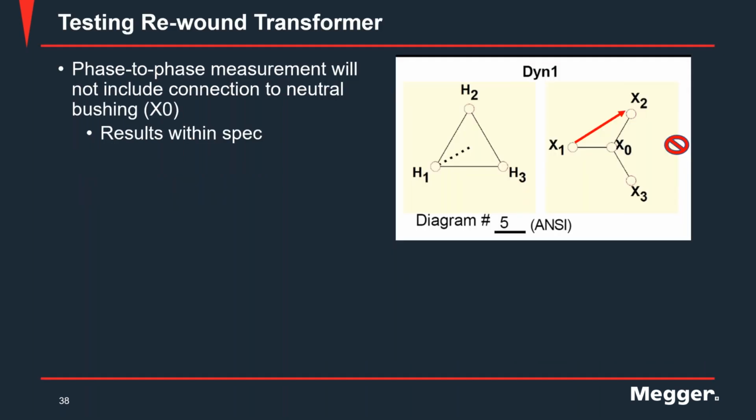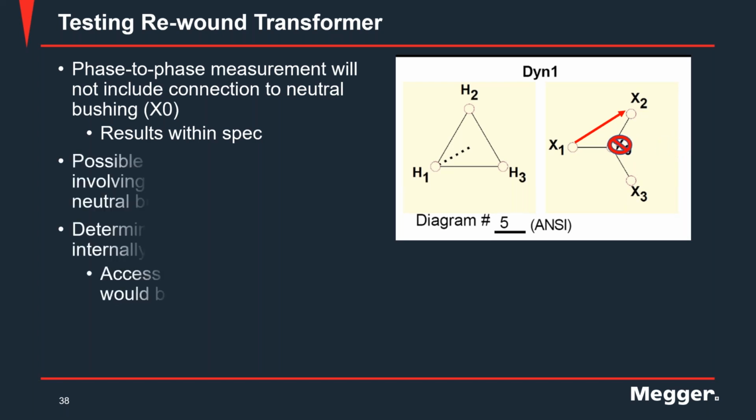So we troubleshot further, and then we realized that during the phase-to-phase measurement, any voltage drop or the path that connects you to the neutral bushing is not measured. And by following that, we were able to get winding resistance measurements that were within specification.